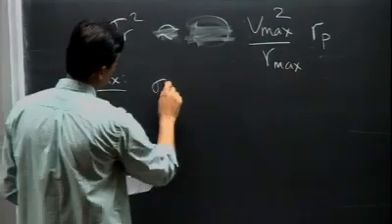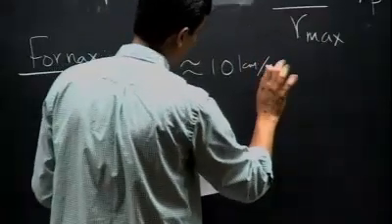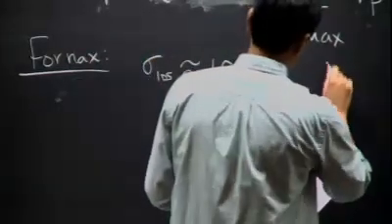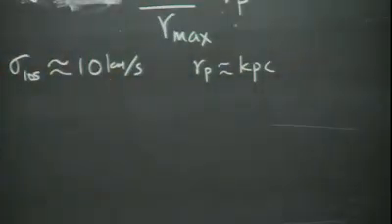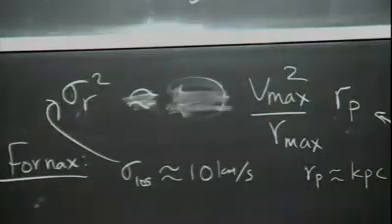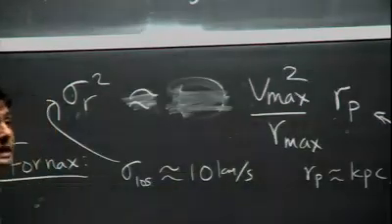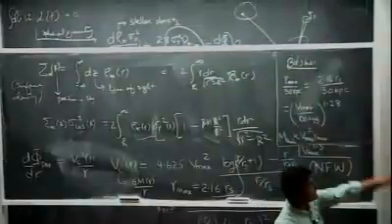So Fornax has a sigma LOS. It's a little more than 10, but I'm just going to round it and use 10 for now. You'll see why in just a second. It's the most extended, so its RP is something like a kiloparsec. So we have this, plug that in, and you get Vmax squared over Rmax. Again, it's two parameters, but now remember that there is a relation between them. And so you can take this and plug it in there.